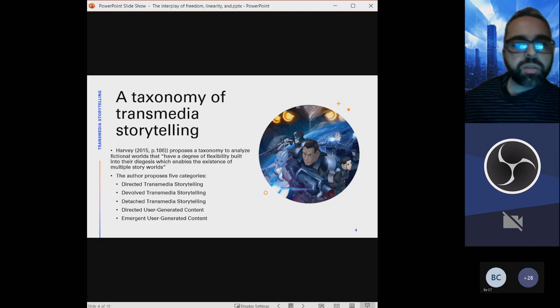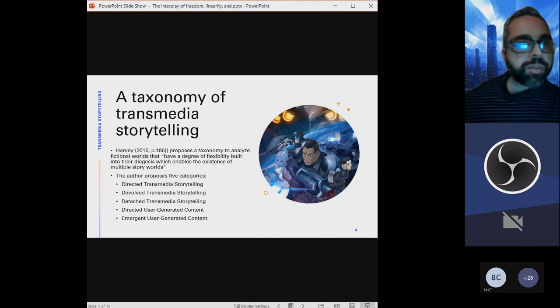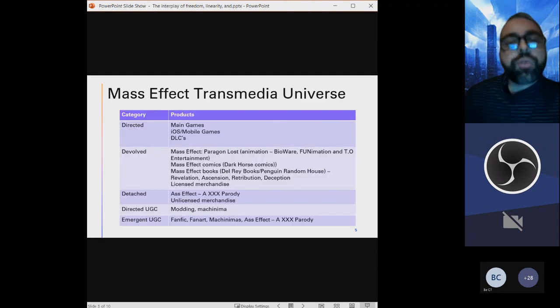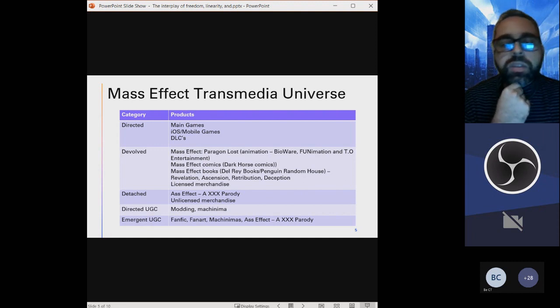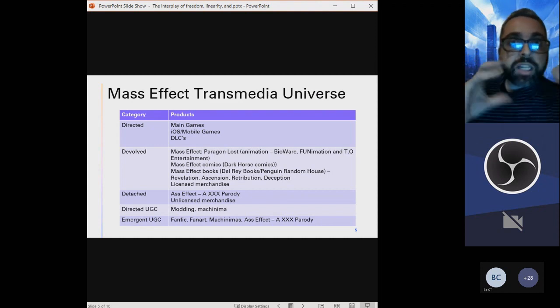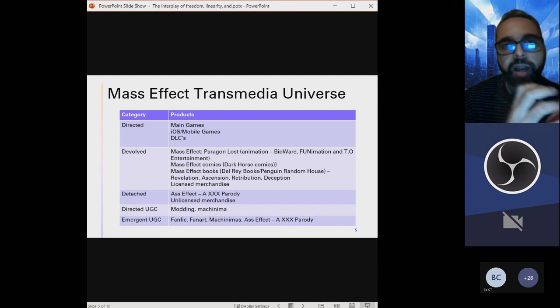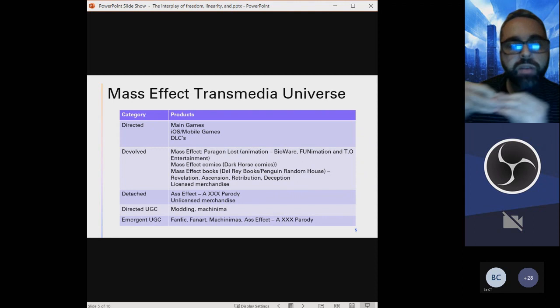I think it's going to be a little bit easier if I just show you examples of what it is. If we look at what is out there regarding Mass Effect, when we talk about directed transmedia content, we're talking about the main games, the iOS mobile games, and the DLCs. They are the core of Mass Effect, which starts as a game. Everything that is game related, we can put as directed, but it's also content that was directly created by BioWare or by smaller companies, but they all build to the same narrative, right?